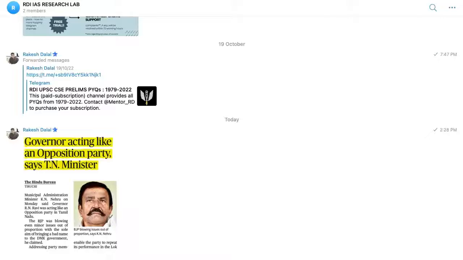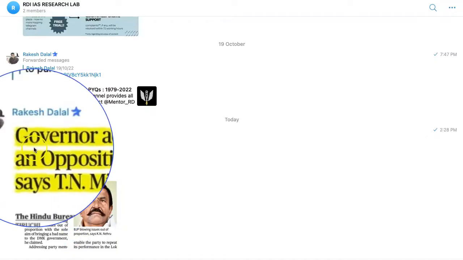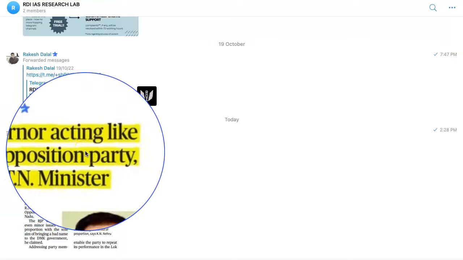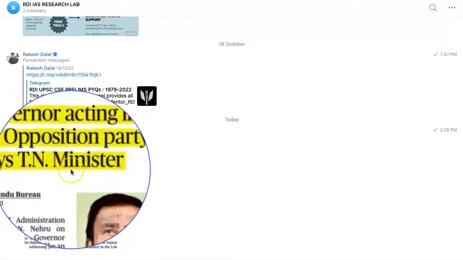Hi, officers. The topic of governor is once again in news, and this time it is the state of Tamil Nadu that seems to be unhappy with this institution. Today is 2nd November 2022, and the Hindu today carried this news article which read "Governor acting like an opposition party." This was a statement by some Tamil Nadu minister.